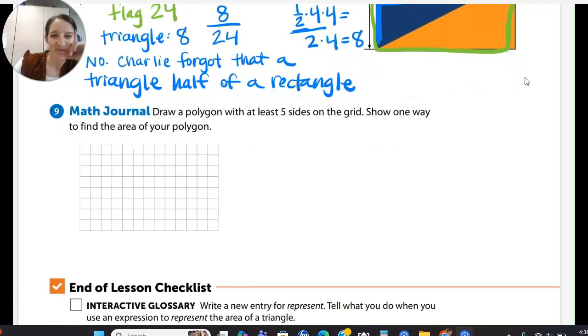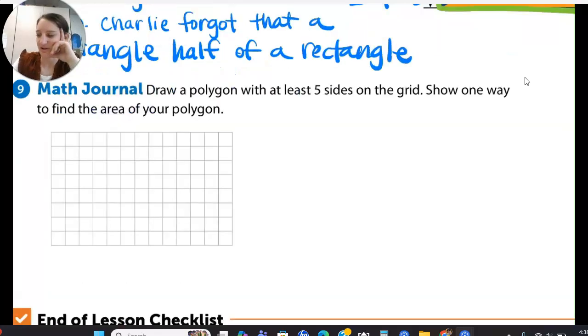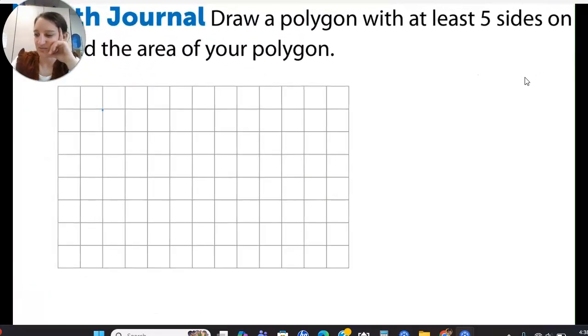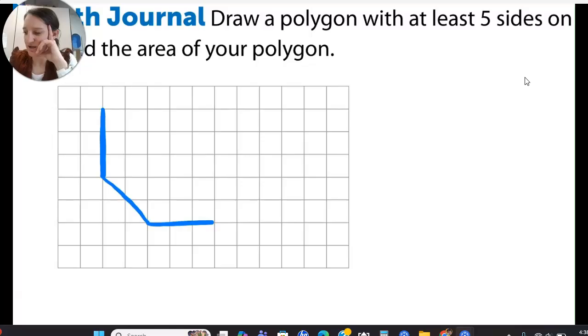Draw a polygon with at least 5 sides on the grid. Show one way you can find the area of a polygon. Okay, 5 sides. 1, 2, 3, 4. Is that 5? 1, 2, 3, 4, 5.